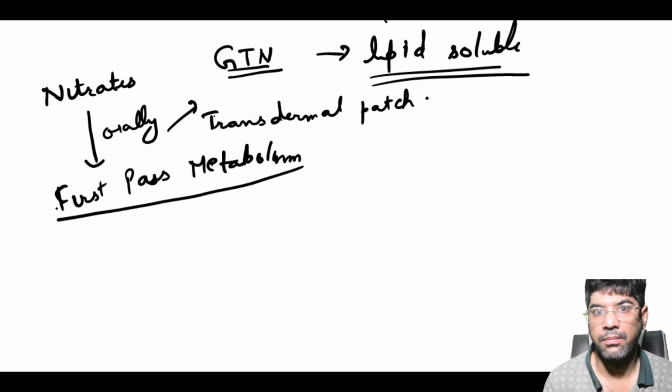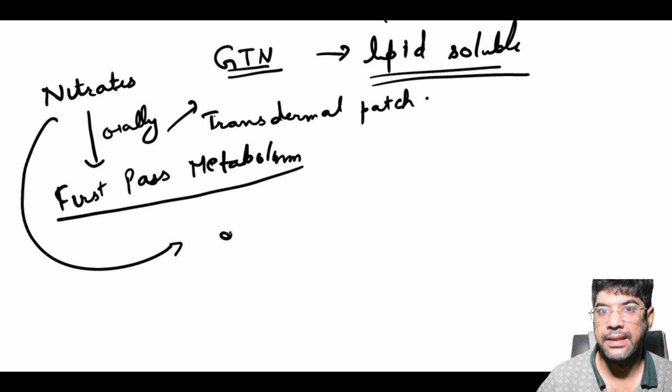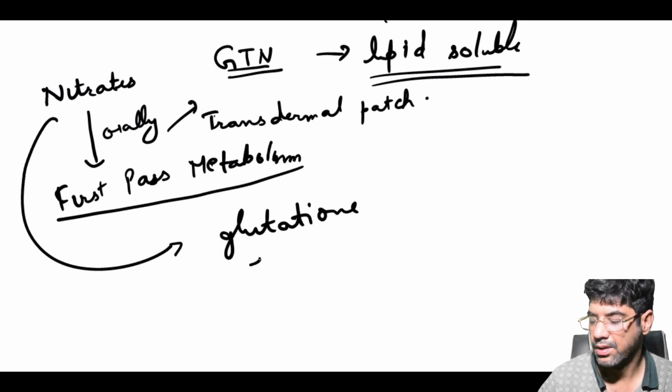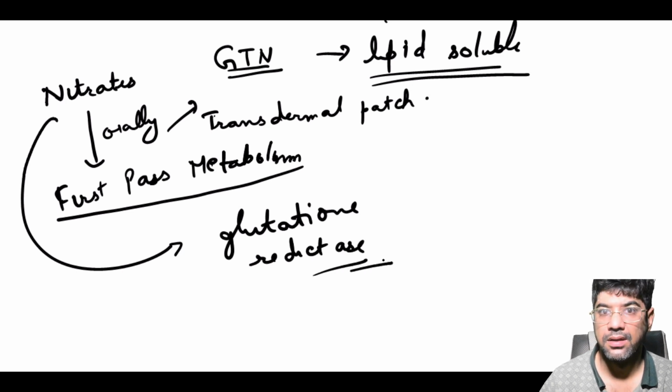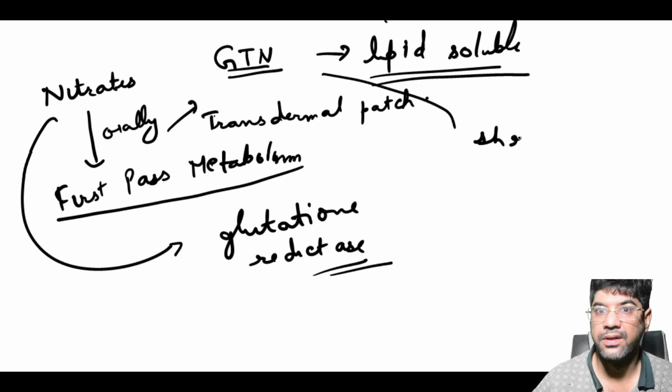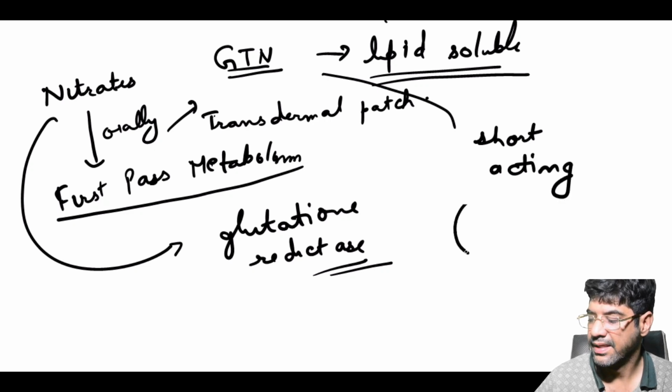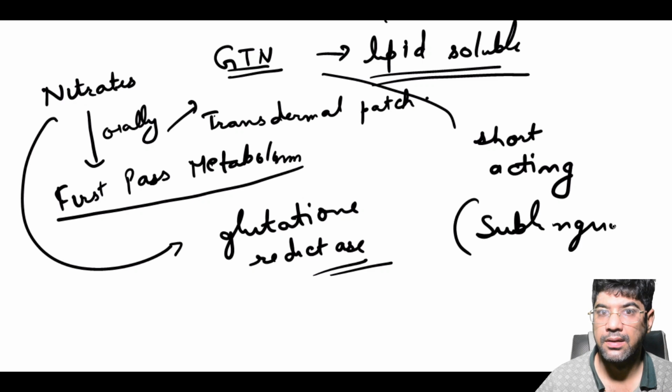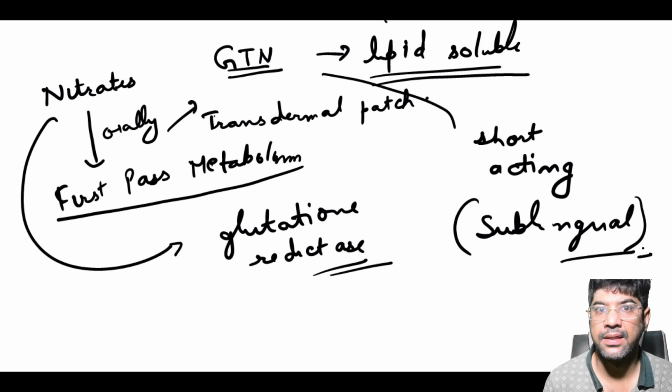Metabolism and duration of action. Nitrates are broken down by the enzyme glutathione reductase. The duration of action depends upon how quickly the drug is absorbed from the site of administration. Glyceryl nitrate and isosorbide dinitrate have a short duration of action when they are taken sublingually, under the tongue, due to rapid absorption, but they are longer acting when they are taken orally because of their slower absorption.